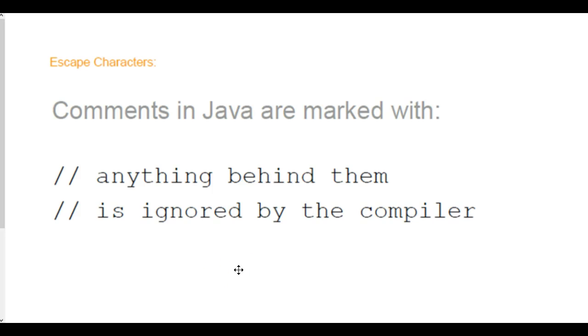Now, anything that is behind these forward slashes will show up as a comment as long as it's not in quotes. If it's in quotes, Java treats it as any other string. It looks at forward slashes as fine. That's not an escape character sequence. Outside of quotes, it reads it as a comment.